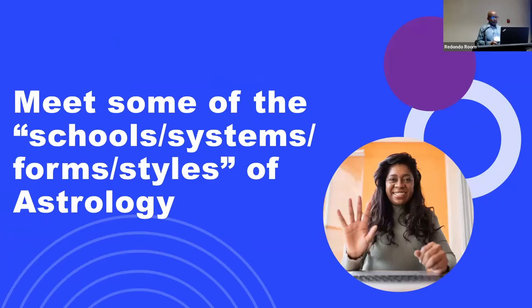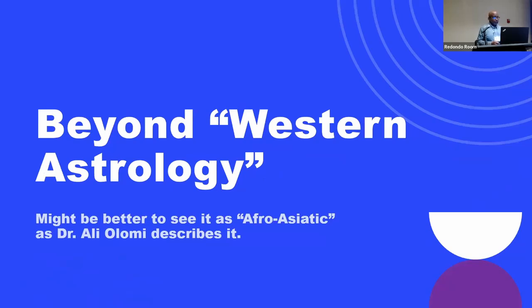Meet some of the schools, systems, forms, and styles of astrology. If you know Ali Alomi's talks or his Patreon, one of the things I really like that he says, and that I find myself aligned with, is a natural question: as we talk about these various forms or schools of astrology, are they all just Western? I'm going to challenge that briefly, and I would say the better term is Afro-Asiatic. Why Afro-Asiatic? Well, lest we forget, Egypt is in Africa. I think that's often forgotten when astrologers get together and talk about Alexandria and Hellenistic astrology, not recognizing that it has African origins. That's not just about Blackness or race, it is about the place where it originates.